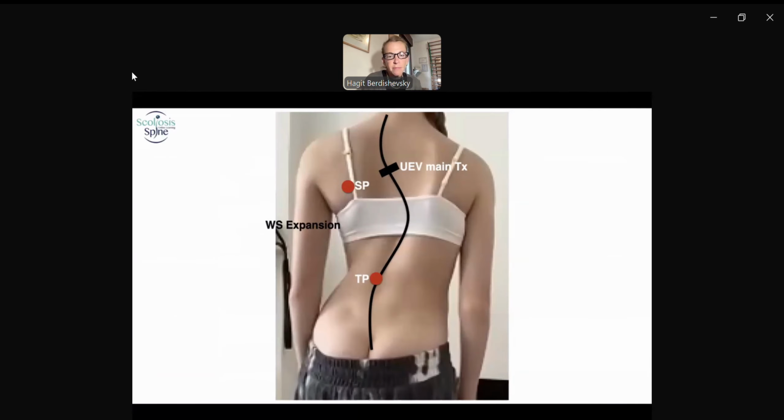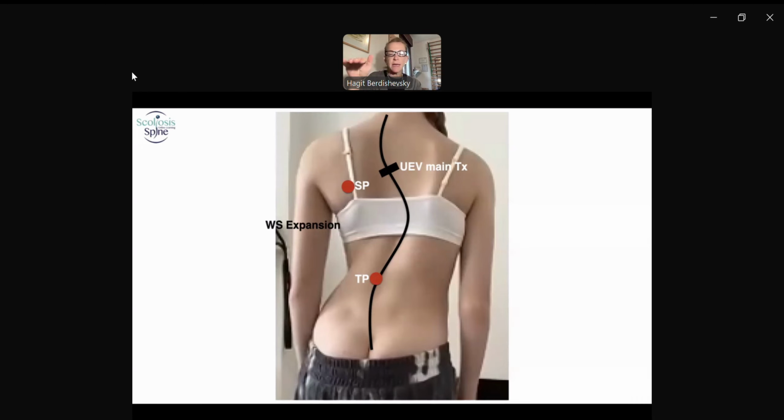So this is a person with a 3C. Her subtype is A1. There is no lumbar in her spine. And you can see here the transitional point between the thoracic region and the lumbar region, TP, transitional point. You can see what I call the stop point, SP point, above her bra.